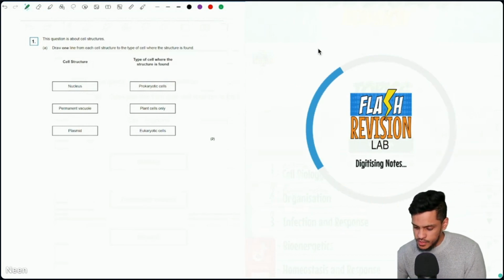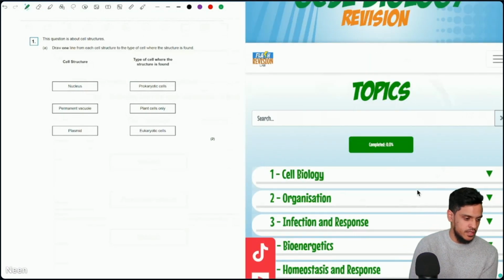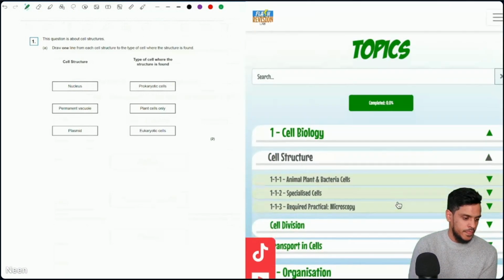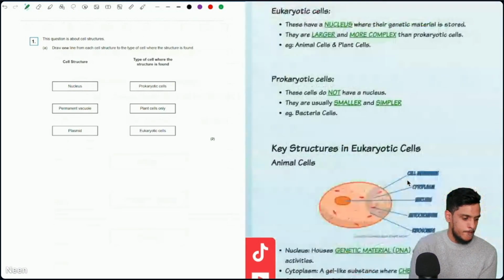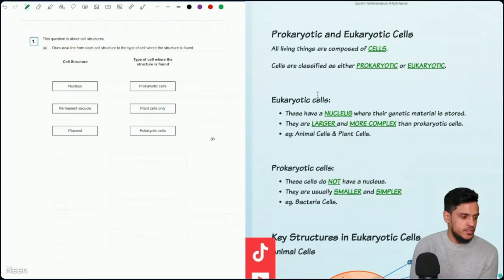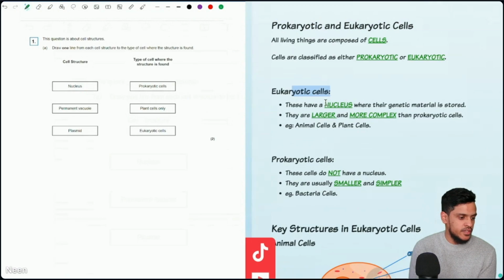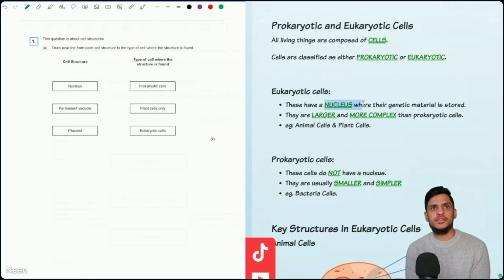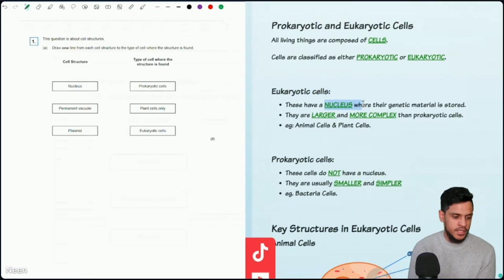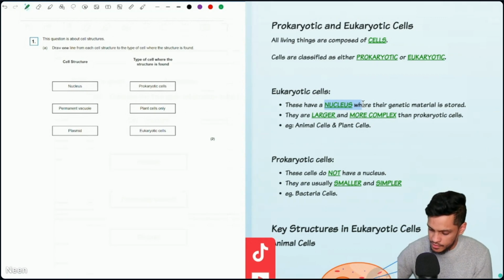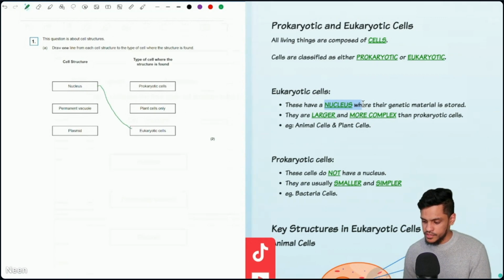And this first question, so nucleus, what type of cell do you find a nucleus in? What do you guys think? Let me know. I'll show you. So we've got two types of cells. We've got prokaryotic and eukaryotic cells. And eukaryotic cells are the ones that have a nucleus. So the answer for that would be eukaryotic cells. So that's the answer for the first one.